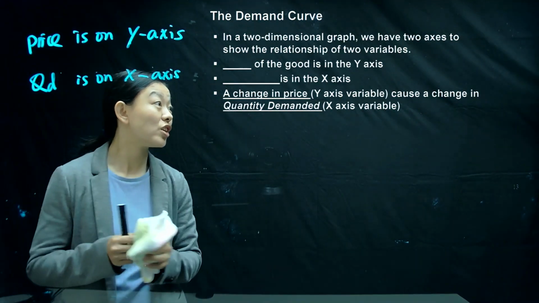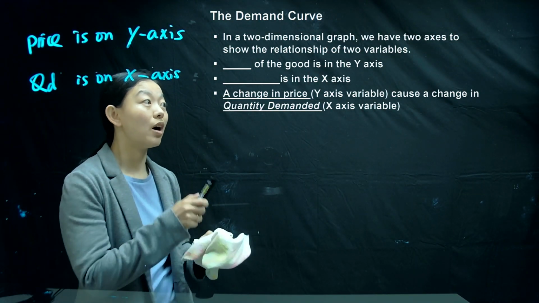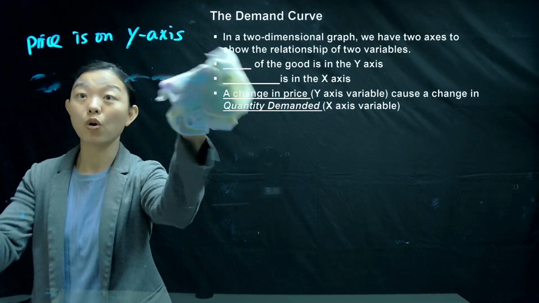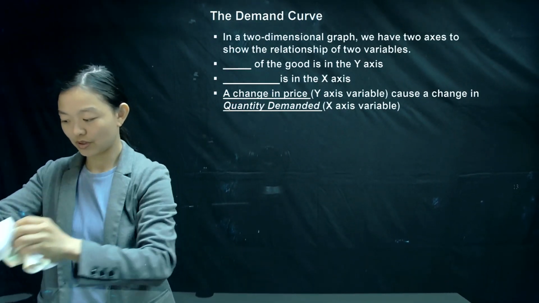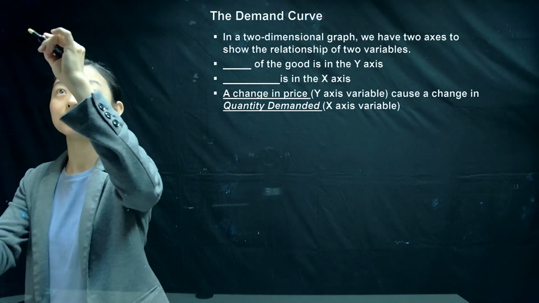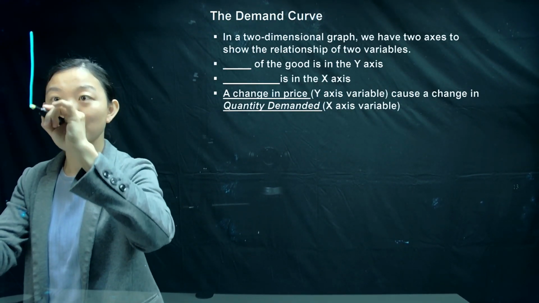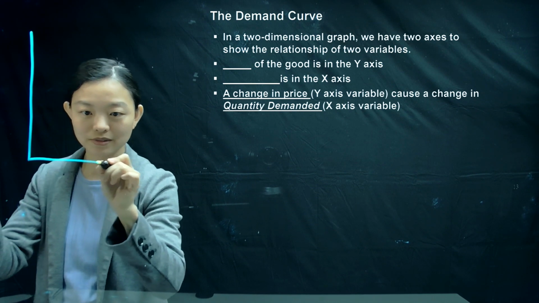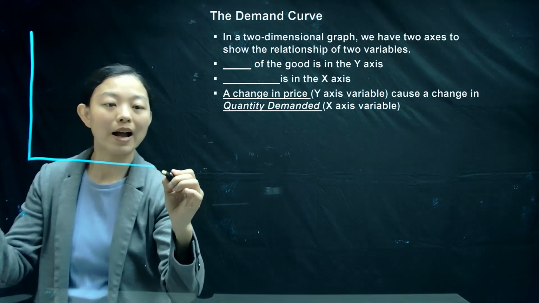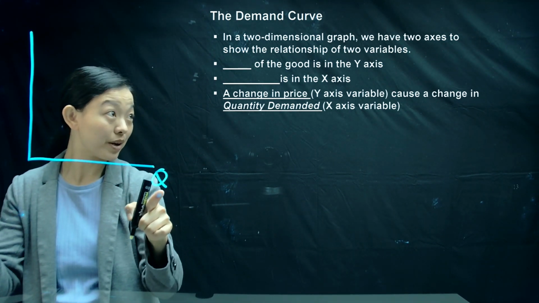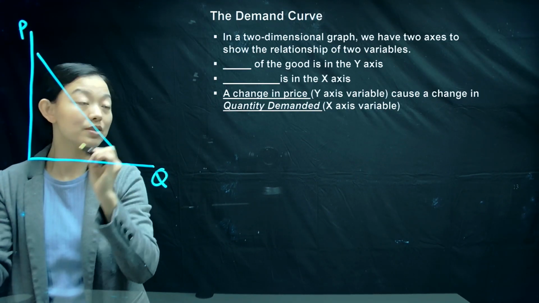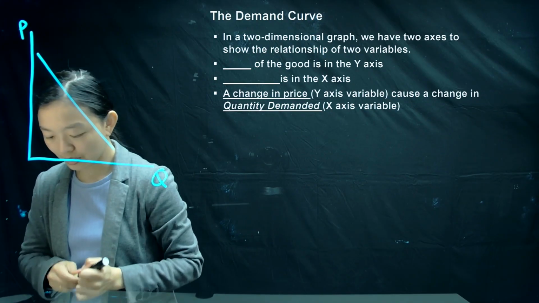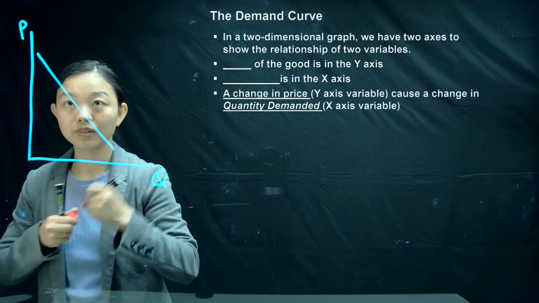So a change in price would cause a change in quantity demand. Let me show you 2 points here. This is also important, okay? I put quantity demand on the horizontal axis and price on the vertical axis. This is the demand curve, okay? So I will mark 2 points.